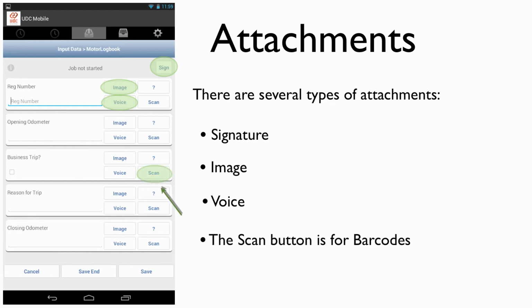The barcode button is for scanning a barcode to fill in the field selected. Select it, read the barcode, and it will automatically fill in the field for you.